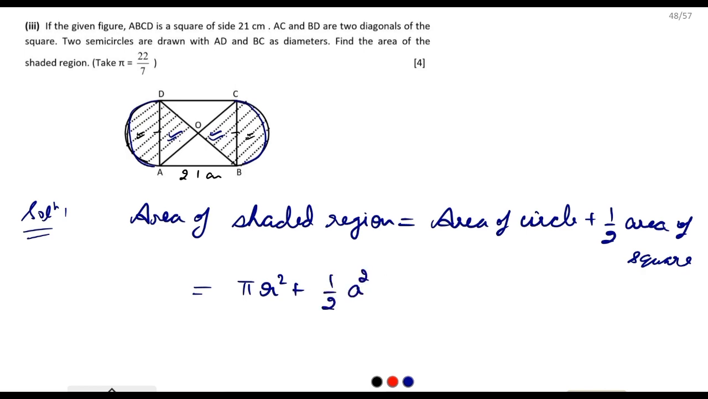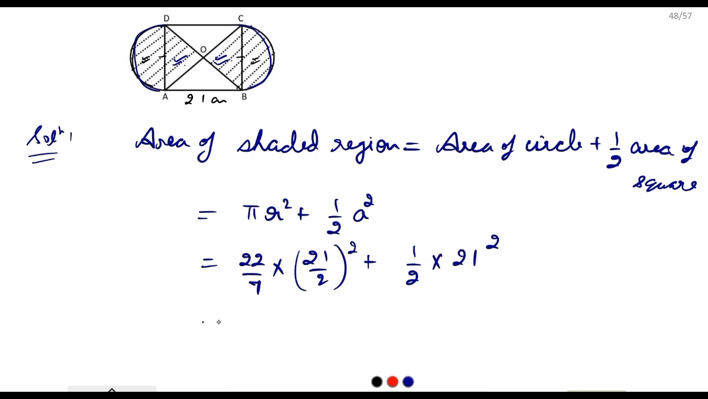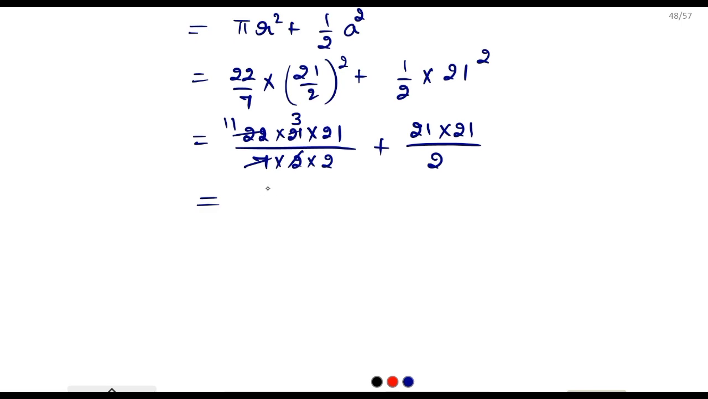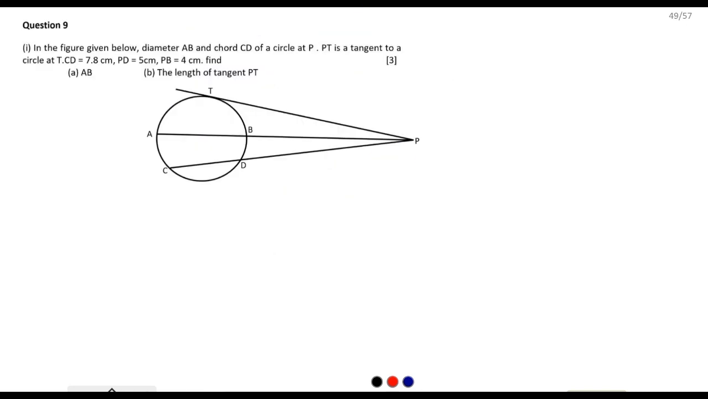Put the values. Radius of the circle: AD is diameter, 21 is diameter, then radius will be 21/2. And side of the square is 21. Now solve this. 567 square centimeter. Question number 9, part 1.